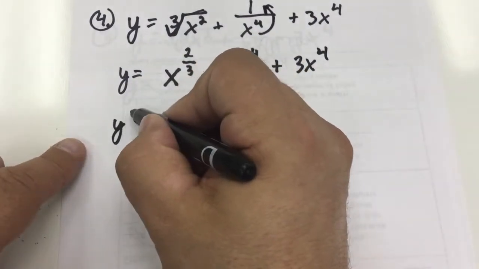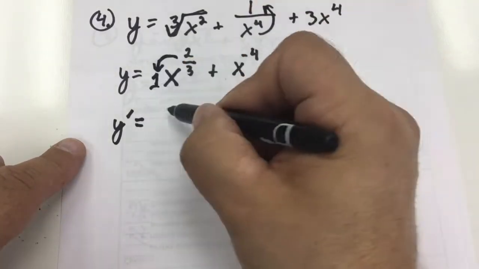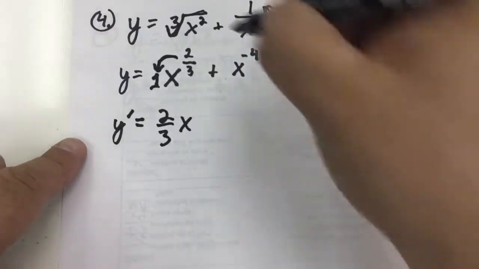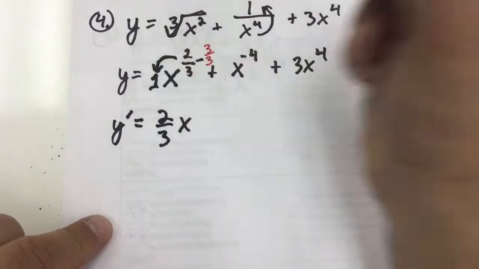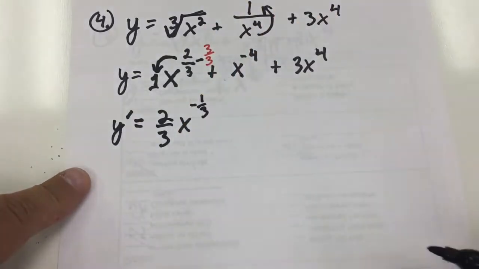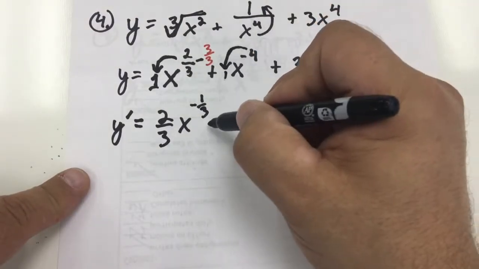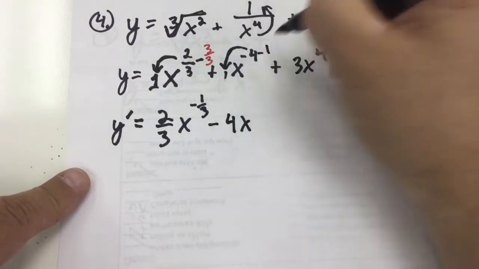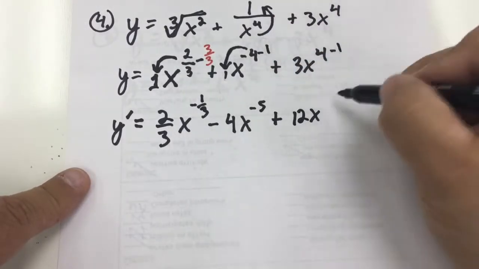So the derivative will equal, that's not y to the 1st, that's y prime, equals, well, I do 2/3 times the number 1 out front. So that's going to give me 2/3 x. And don't forget I have to subtract 1. But a little trick is to write 1 as 3 over 3. And that will give me a common denominator. So that's going to give me x to the negative 1/3 power. The exponent using the power rule times the hidden 1 up front. That's going to give me negative 4x. Don't forget I subtract 1 to the negative 5th plus 12x to the 3rd.